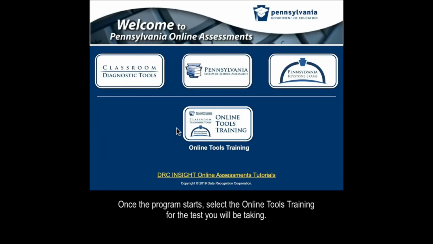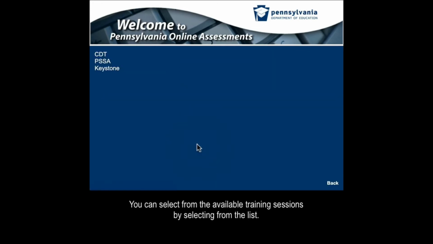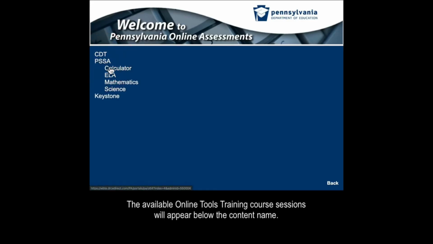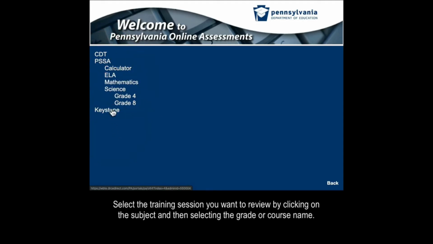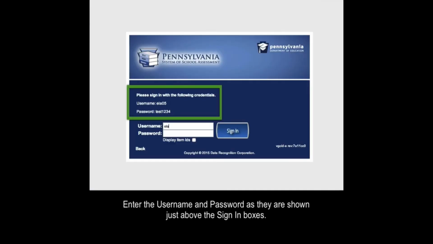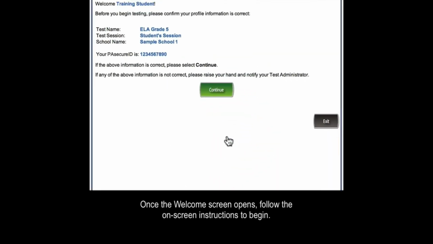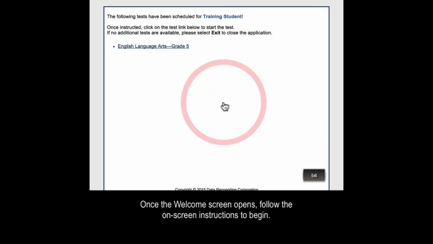Once the program starts, select the Online Tools Training for the test you will be taking. You can select from the available training sessions by selecting from the list. The available Online Tools Training course sessions will appear below the content name. Select the training session you want to review by clicking on the subject and then selecting the grade or course name. Enter the username and password as they are shown just above the sign-in boxes. Once the welcome screen opens, follow the on-screen instructions to begin.